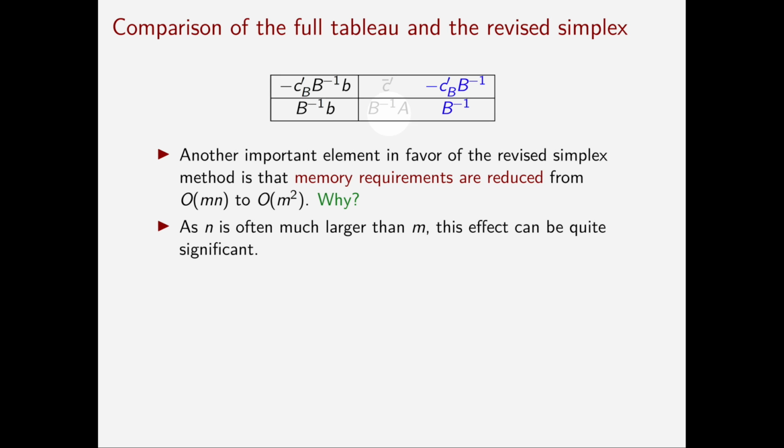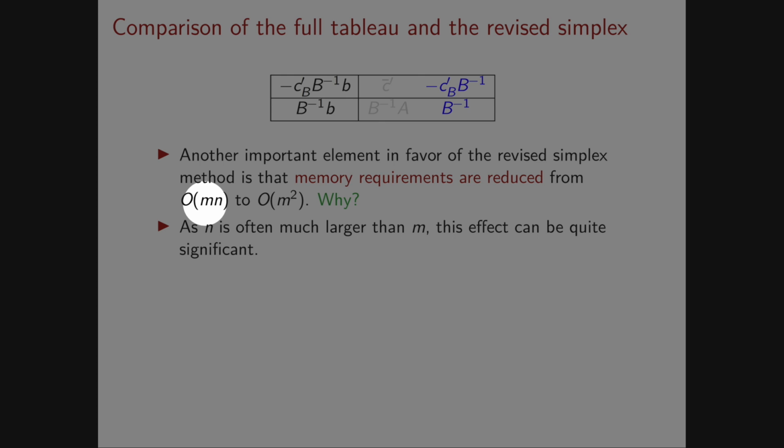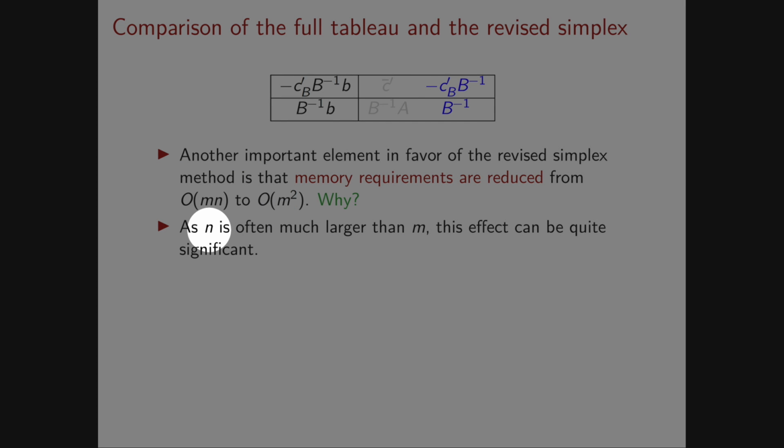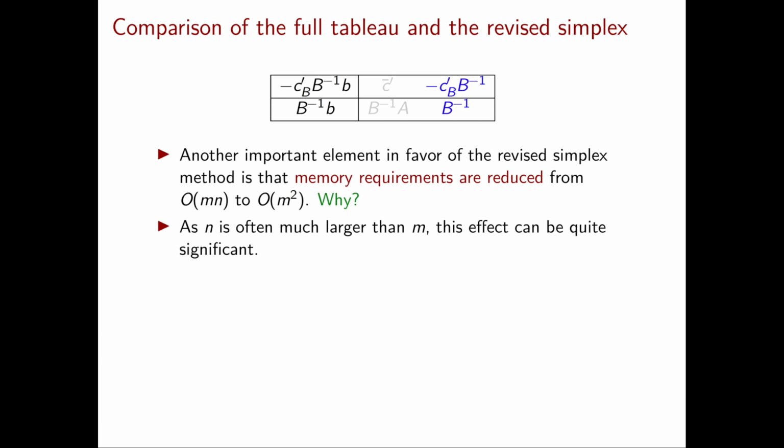So essentially, this decrease of memory requirements comes from the fact that we don't explicitly construct B inverse A. And notice that, regarding memory requirements, this difference from the full Tableau to the revised simplex doesn't happen only in the best case, but happens in any case. I should mention at this point that in real-world problems n is often much larger than m, so the difference between big O of mn and big O of m square is often significant.